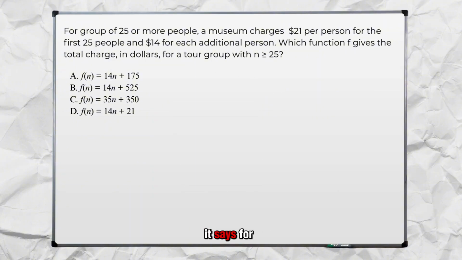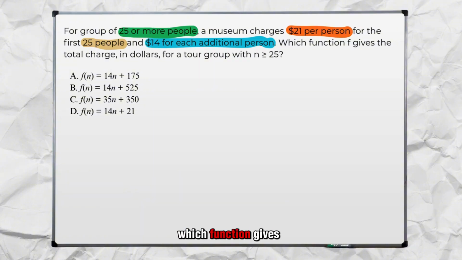So it says for groups of 25 or more people, a museum charges $21 per person for the first 25. So they're paying $21 and then $14 for each additional person. Which function gives the total charge in dollars for a group with n people where n is greater than 25?